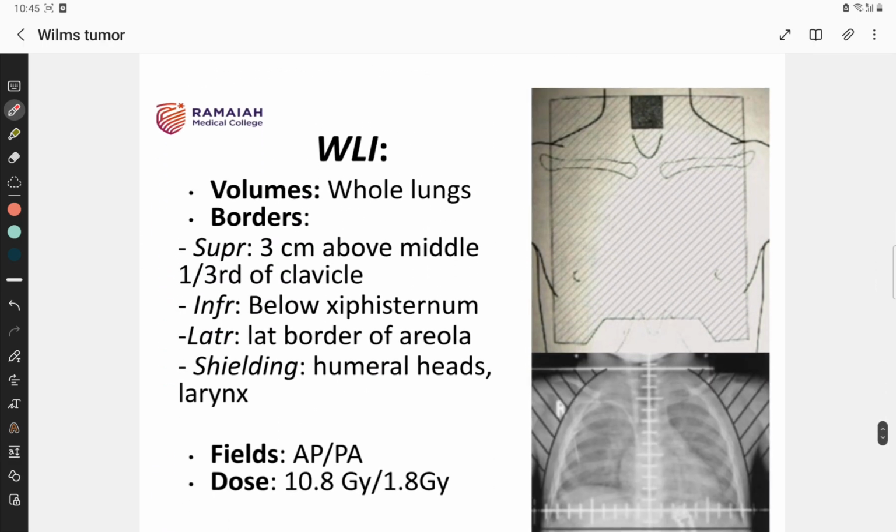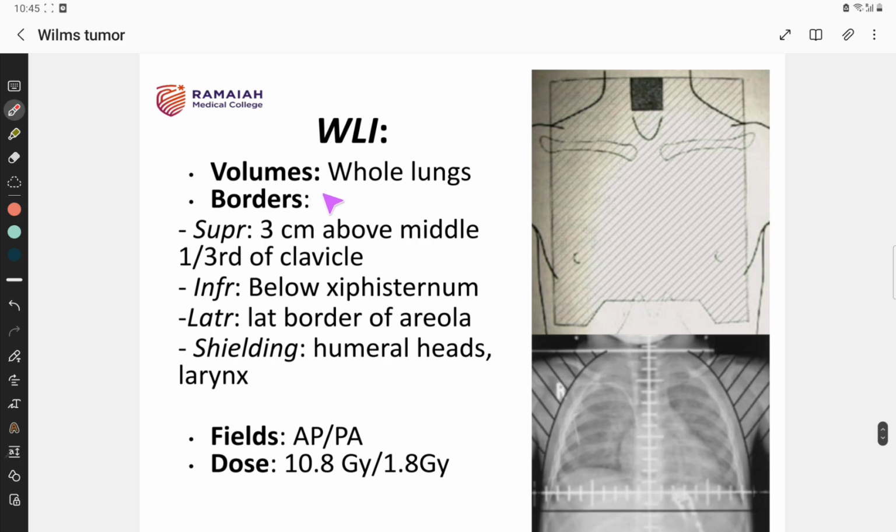Now the borders for the whole lung irradiation. The volume is whole lung, the whole mediastinum and the pleural recess. The superior border will be the middle 1/3 of the clavicles, and from here 3 centimeters above, that will be your superior border. Inferior border will be the xiphisternum. Lateral border will be the lateral border of the areola. And for shielding, you have to shield the humeral heads and the larynx as well. Again, the fields are AP and PA. The dose over here, I've written it wrong, so it is 12 gray, 1.5 gray per fraction.